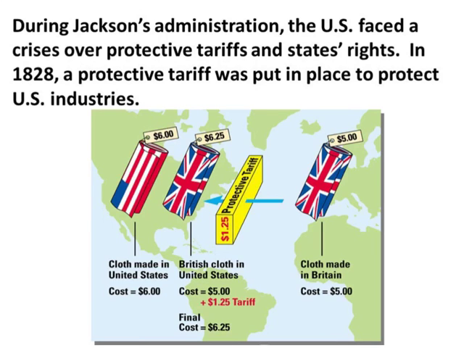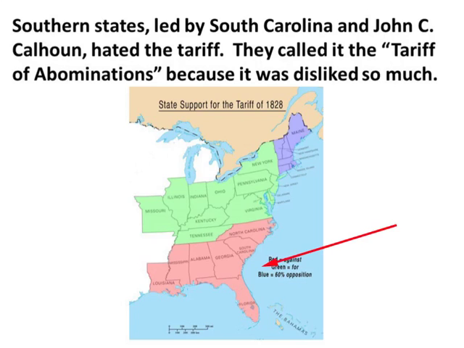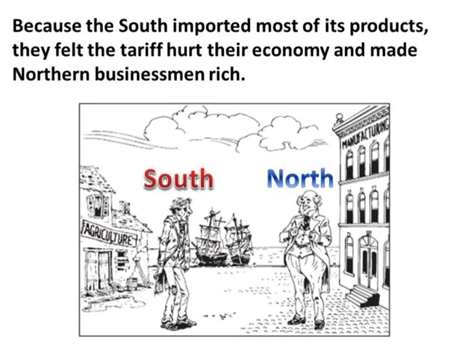During Jackson's administration, the United States faced a crisis over protective tariffs and states' rights. In 1828, a protective tariff was put in place to protect U.S. industries. Southern states, led by South Carolina and John C. Calhoun, hated the tariff. They called it the Tariff of Abominations because it was disliked so much. Because the South imported most of its products, they felt the tariff hurt their economy and made northern businessmen rich.